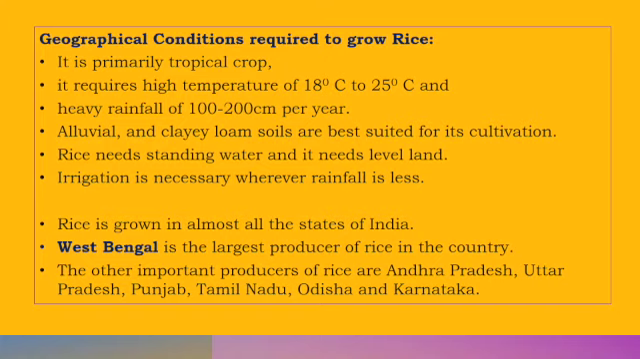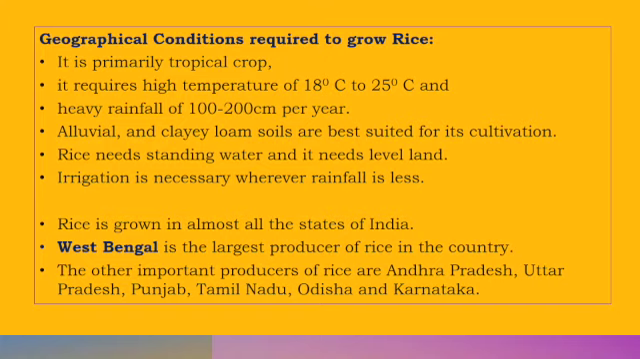Geographical conditions needed to grow rice. Students, make a note of this. This is a very important question for public examination. What are the geographical conditions needed to grow rice? Rice is primarily a tropical crop. It is mainly grown in tropical areas. It requires a high temperature of 18 to 25 degrees Celsius and heavy rainfall of 100 to 200 centimeters per year.